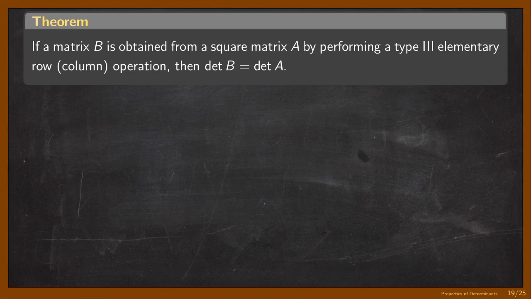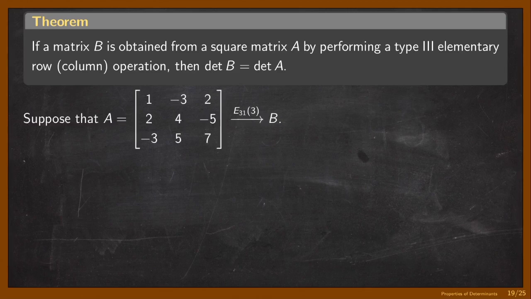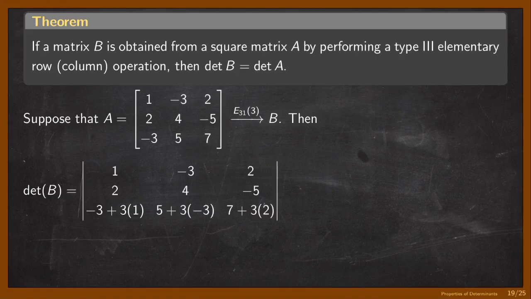To give you an idea why this is the same, in the module the technical proof is included, but I will just show you a quick explanation why the determinant is unchanged. Now, let me do this for you. Suppose that A is this matrix and we perform the type 3 operation E31(3). So we are replacing the third row by the third row plus 3 times the first row. So B has the following form. I intentionally did not simplify the expression on the third row because I wanted you to see what really happens. So this is the determinant of B.